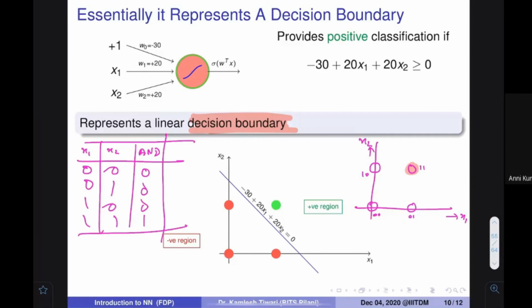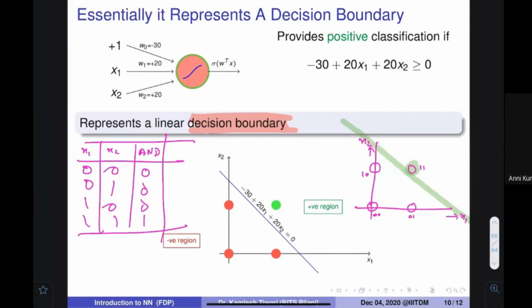Sorry, one minute. Let me put it in green. Okay, this is the green one. So can you draw a line? The answer is yes, you can draw a line over this. Everything up is positive, below is negative. Make sense? Everybody clear about this?